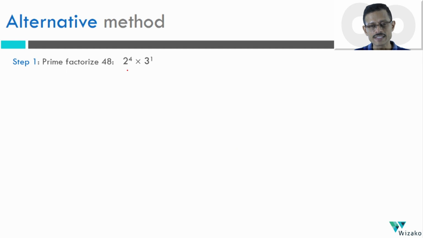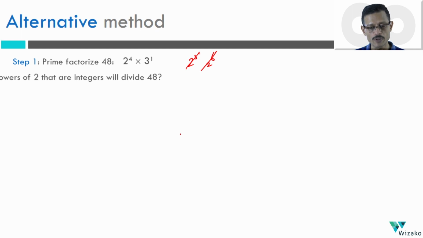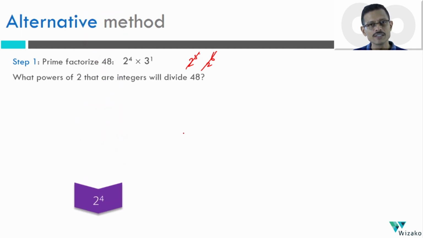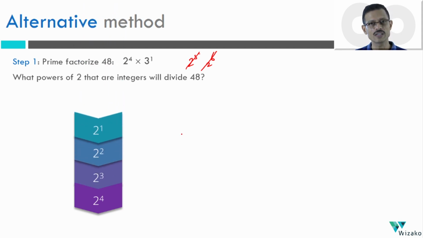The highest power of 2 that can divide 48 is 2 power 4, because 48 is 2 power 4 into 3 power 1. So any power of 2 greater than 2 power 4, like 2 power 5, 2 power 6, all of these cannot divide 48. We'll take a minute and list down powers of 2 that can divide this. We know the highest power of 2 that can divide 48 is 2 power 4. Let's just list down all powers of 2 that can divide 48. Obviously 2 power 4 will divide it. Anything less than 2 power 4 will also: 2 cube, 2 square, 2 power 1, all of these will divide.